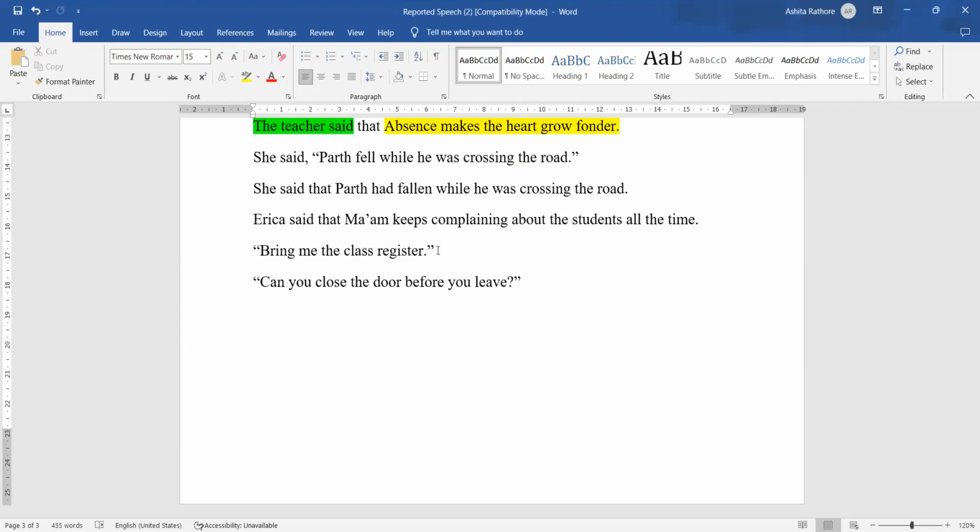Now, when it comes to an imperative sentence, what will happen? First of all, you have the liberty to use whatever reporting verb you'd like to use. For example, you can consider it a command, maybe. So let's say, okay, Jagrati has sent a response. Vaishnavi too. Ashita Ma'am asked for the class register to be brought to her. Ashita Ma'am ordered me to bring her the class register.